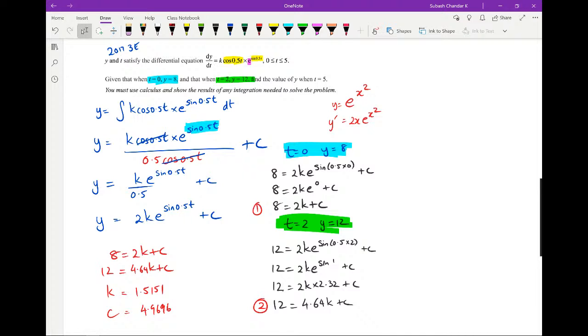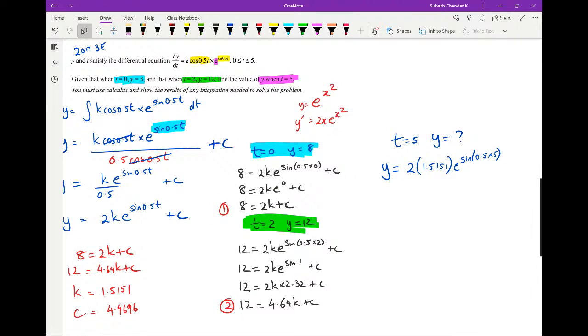Cool. So I've got my equation. Now the question is actually asking find y when t is equal to 5. So t is equal to 5, and we want to know what y is. So the equation is y is equal to 2 times k, which is 1.5151, e of sine 0.5 times 5, plus c, which is plus 4.9696.